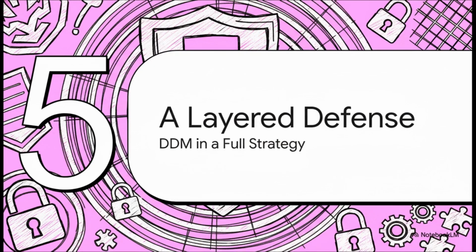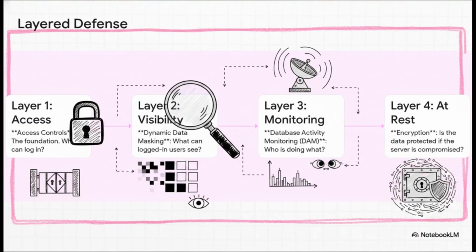So it's pretty clear that DDM is a seriously powerful tool. But, and this is a big but, it's not a magic bullet. To be really effective, it has to be just one piece of a much larger security puzzle. Real security is all about layers. You start with a solid foundation of access controls, just managing who can log in the first place. Then you add a layer of dynamic data masking to control what they can see. On top of that, you add activity monitoring to watch for weird behavior. And finally, you have encryption protecting the physical files at rest. Each layer protects against a different kind of threat.